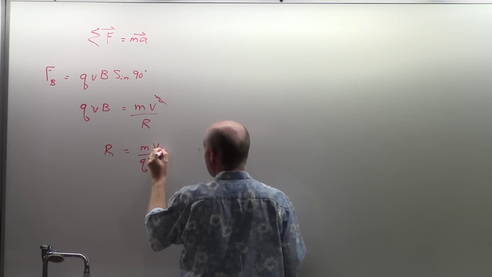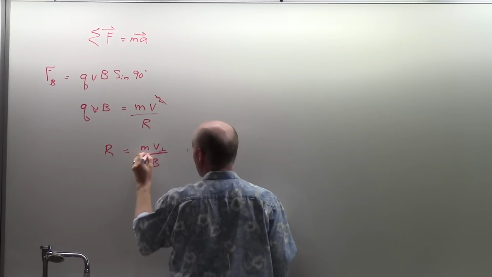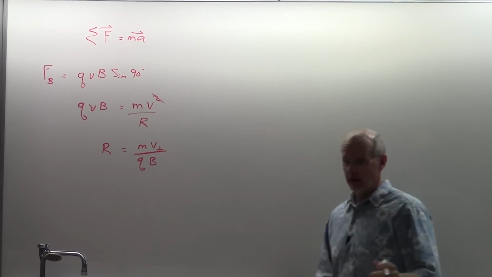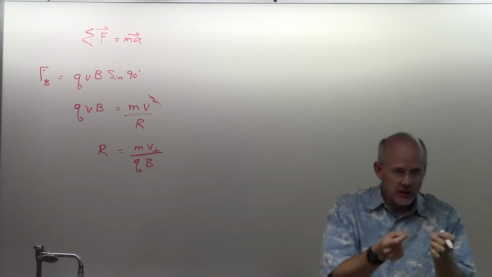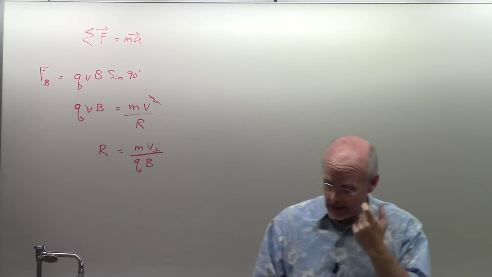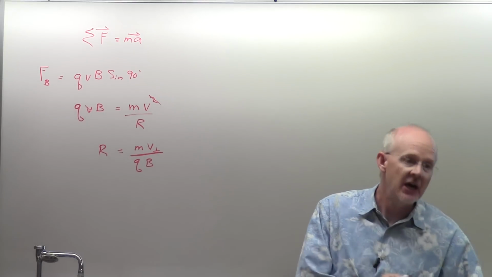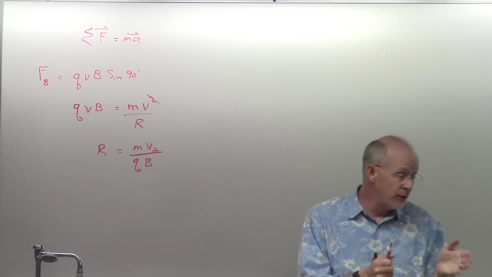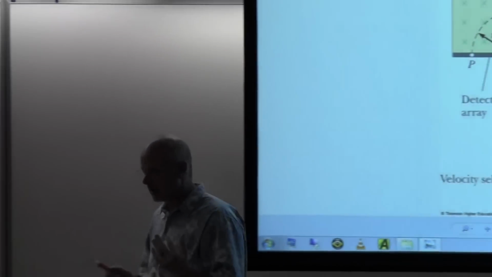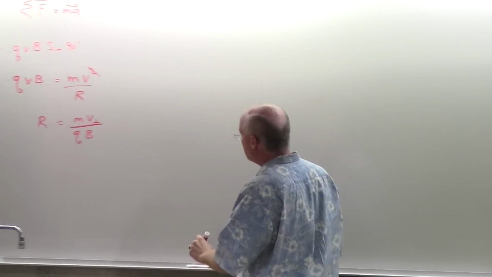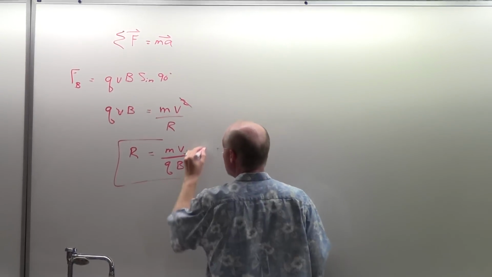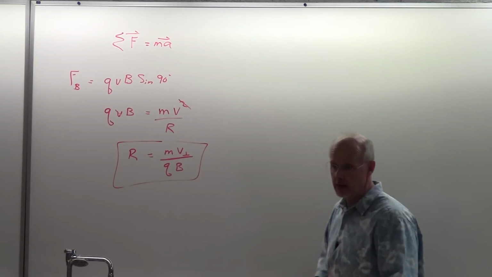And maybe more technically, and I think this is what we had on the board last time, we put velocity perpendicular, because only the part of the velocity component that's perpendicular to the field is relevant. So if this thing was moving with the field a little bit, which again, in this case it's not, V perpendicular is the same as V. But this then would be the equation for that radius.